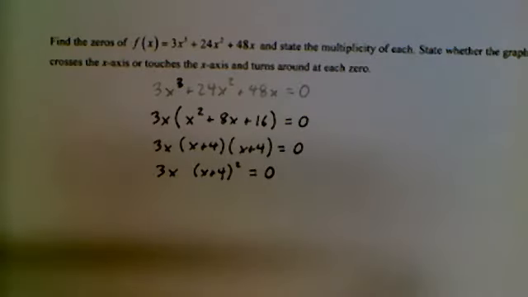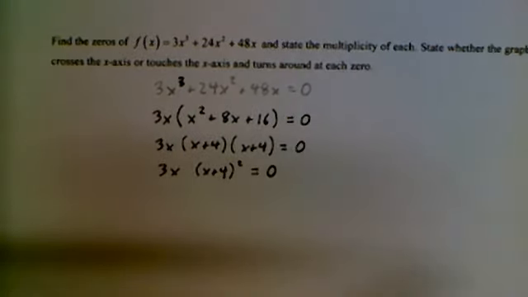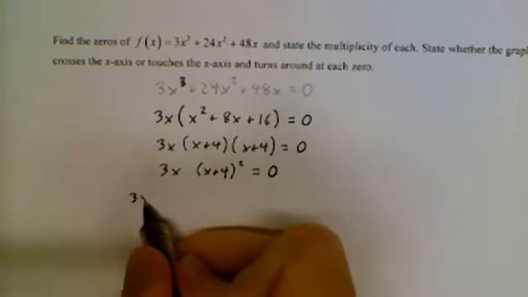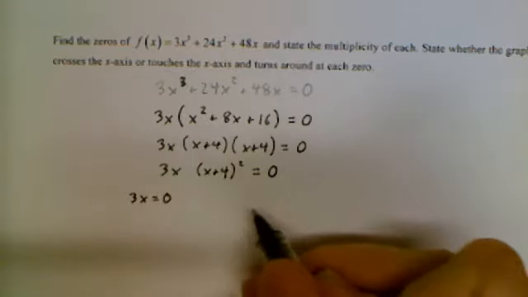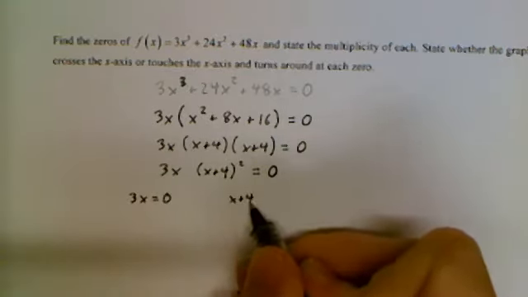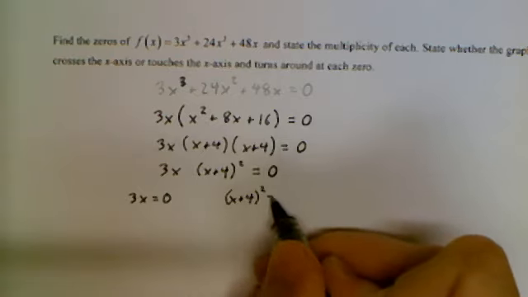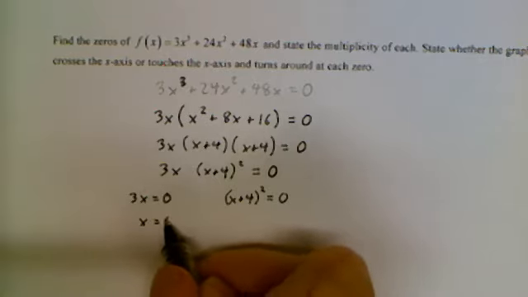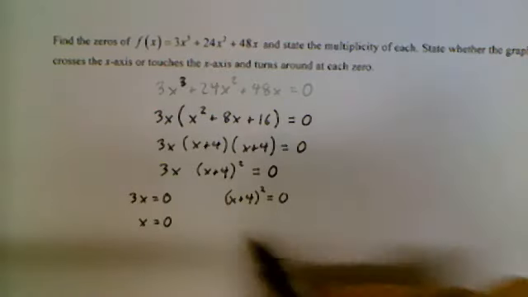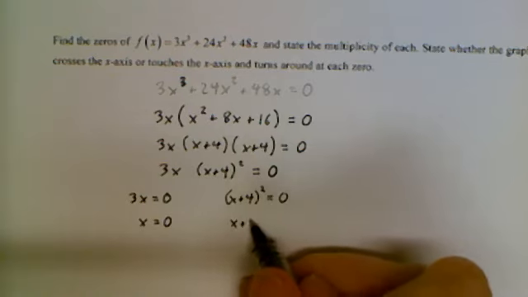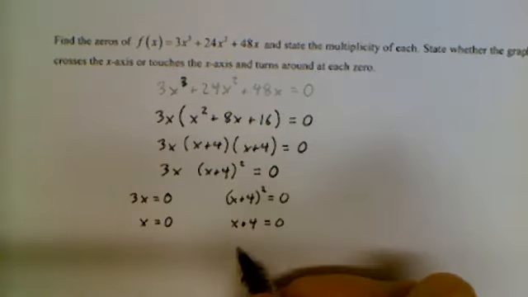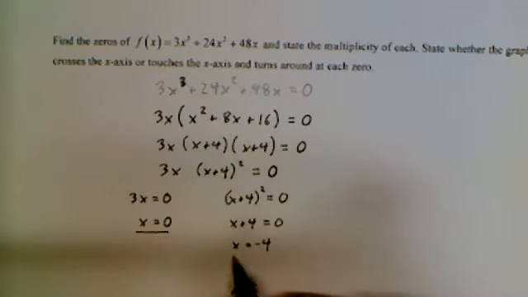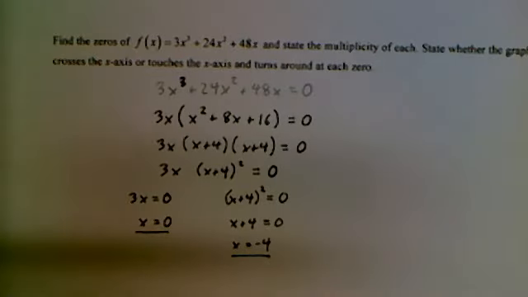Now that the polynomial on the left is fully factored, we can find the zeros by setting each of these factors equal to 0. So either 3x equals 0, or x plus 4 squared equals 0. If 3x equals 0, then x equals 0. If x plus 4 squared equals 0, then that means that x plus 4 has to equal 0. So x equals negative 4. And 0 and negative 4 are the two zeros of this function.